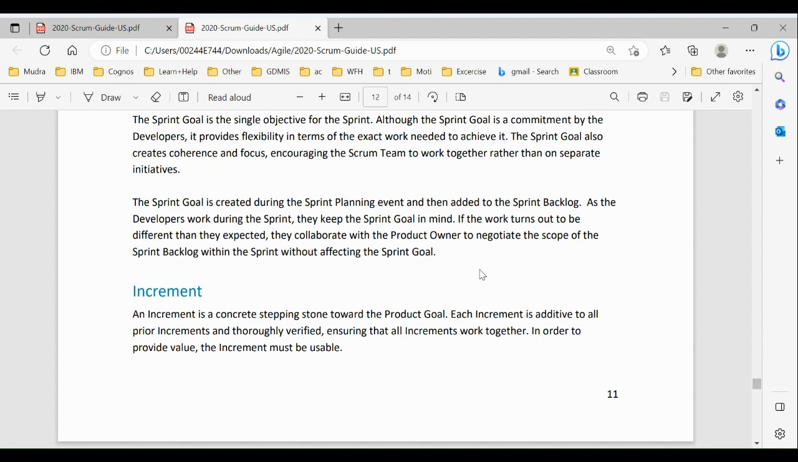As the developers work during the sprint, they keep the sprint goal in mind. If the work turns out to be different than they expected, they collaborate with the product owner to negotiate the scope of the sprint backlog within the sprint without affecting the sprint goal.